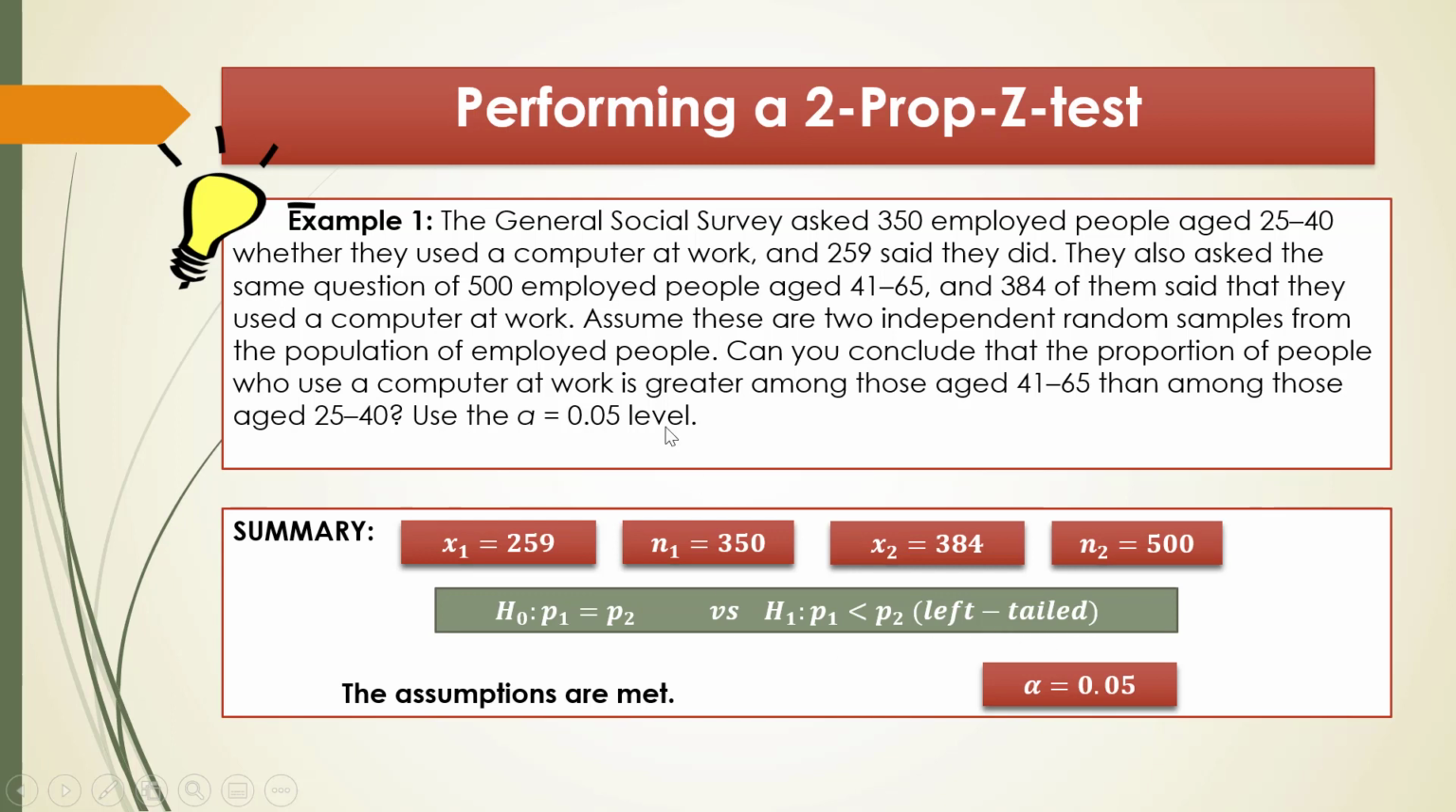Then we check the assumptions to see whether we can run the two-proportion z-test. Here we have two independent random samples, assumed to be from the population of employed people. The population should be at least 20 times the samples. In each sample, the number in each category is more than 10. In the first sample, 259 is in the first category and 91 is in the second category. In the second sample, 384 is in the first category and 116 is in the second category. All of these numbers are greater than 10, so all of the assumptions are met, and we can proceed with the two-proportion z-test.